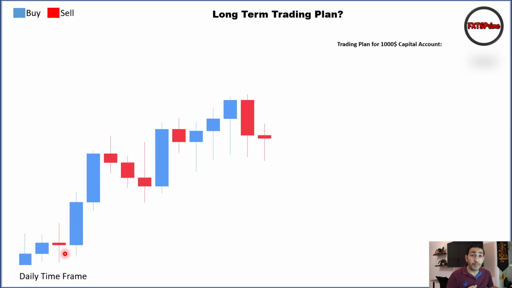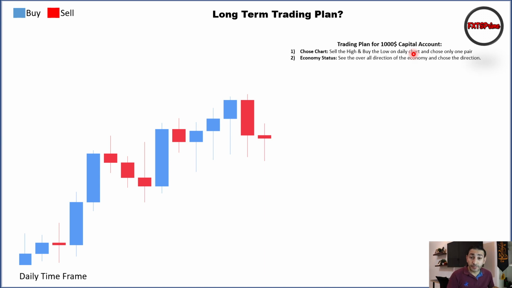So now I have a daily chart here. This is the daily time frame, and this is the daily chart, let's say. And I want to trade on a daily basis for the long term. So I'm now going to create a plan for me and you. First, I have to choose my chart. I am going to sell the highs and buy the lows on the daily time frame. This is what I'm planning to do. So this is number one.